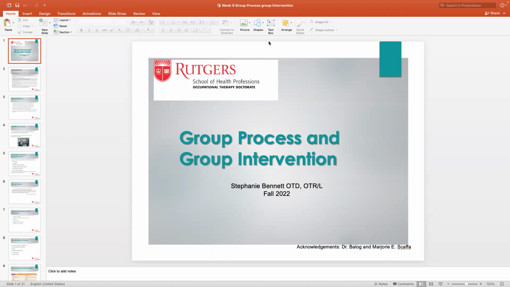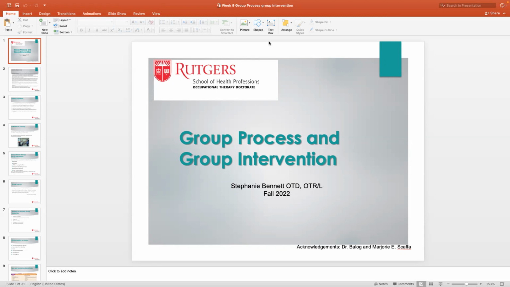When we're looking at that circle image with the outside being the OT domain, that's like the purple area. Now we're moving into the greenish area on that circle, and that's talking about the OT process. The OT process refers to the evaluation, the intervention, implementation, and planning your intervention, as well as your outcomes.